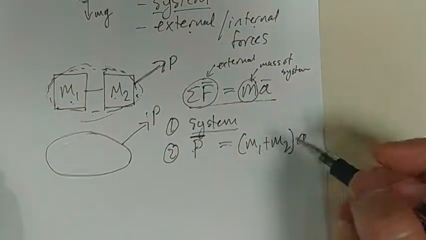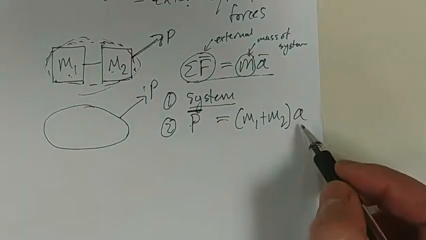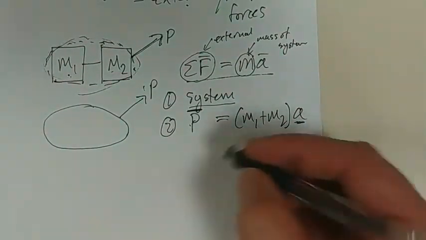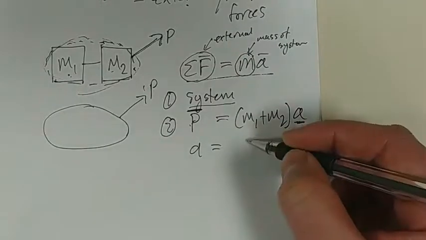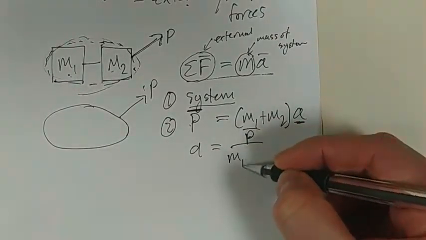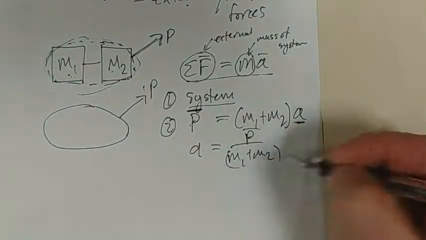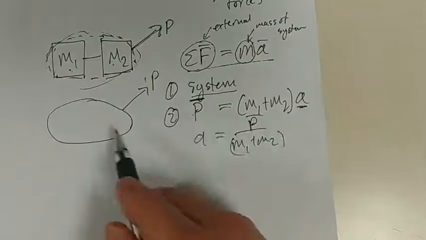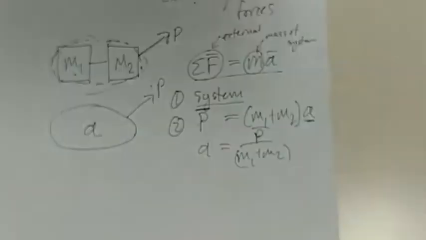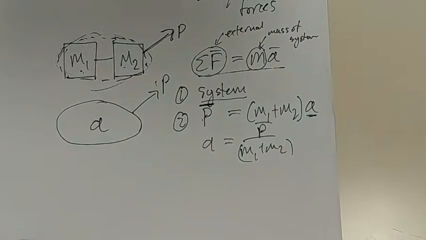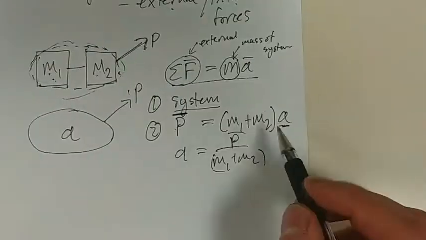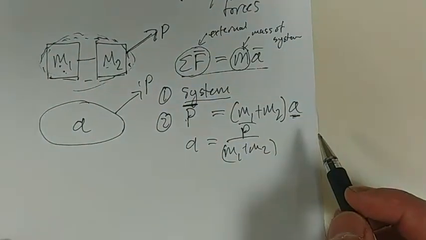And also you notice the acceleration is equal to P over M1 plus M2. So the whole system is accelerating with an acceleration of A. So both of these particles accelerate with the same acceleration.